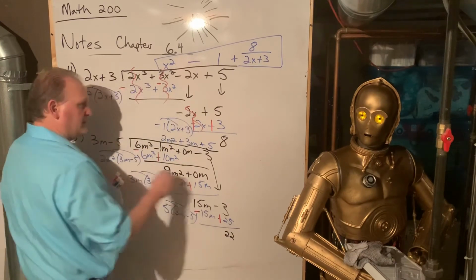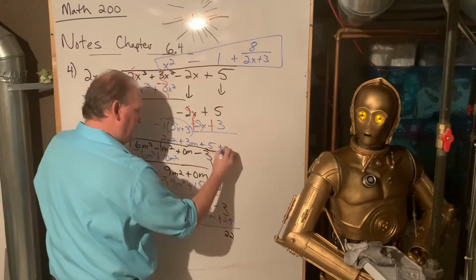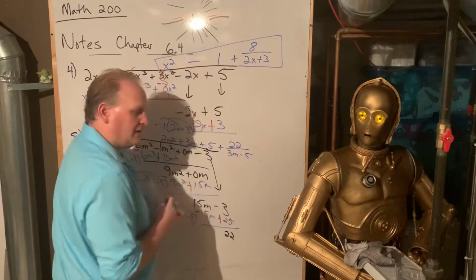And that's our remainder. So here I've got to get rid of that. Plus 22 over 3m minus 5. All right.